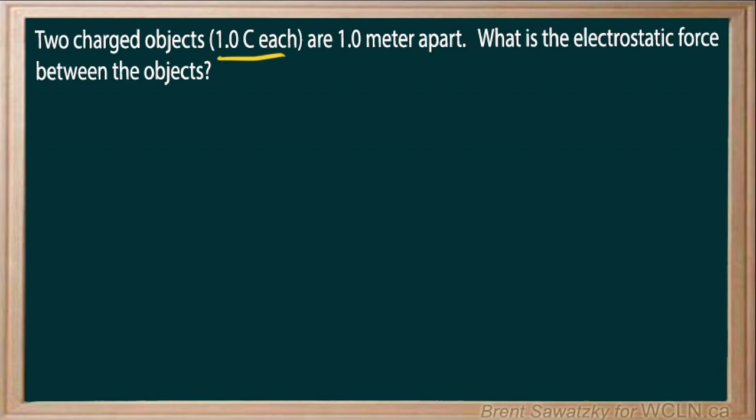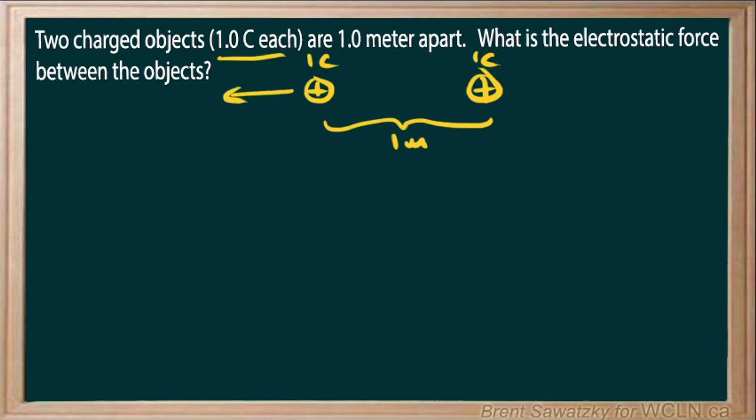Now that's where we pull out our new Coulomb's law. So quickly, let's just draw our situation here. Two charged particles. They're 1 meter apart. They each have 1 Coulomb of charge, and therefore the force is equal and opposite, repelling each other.